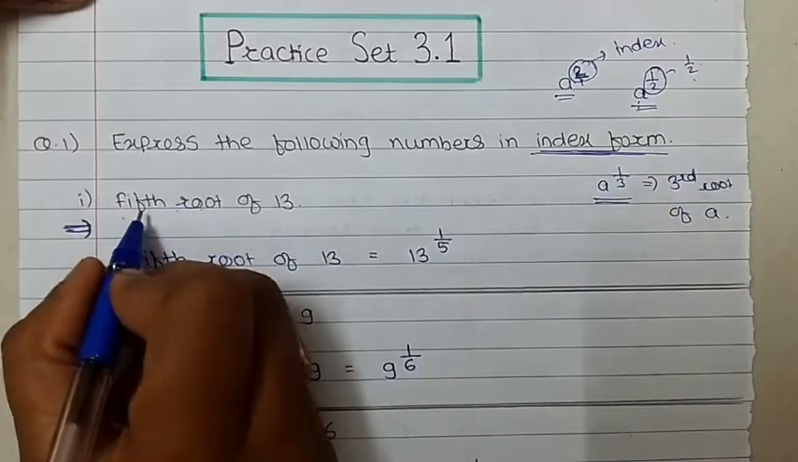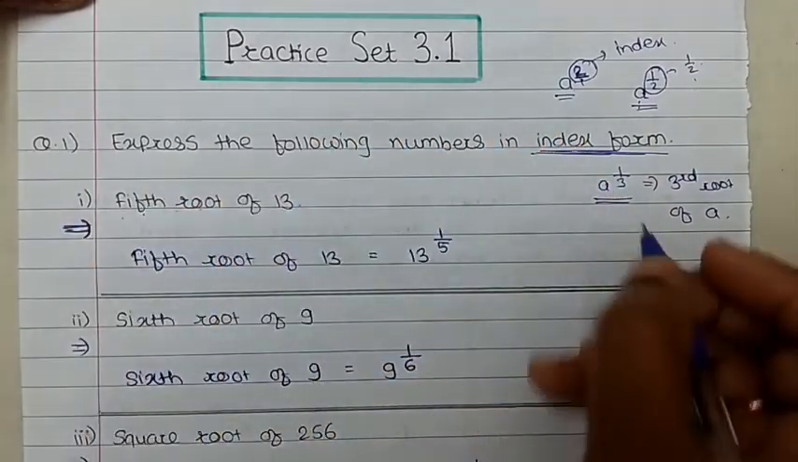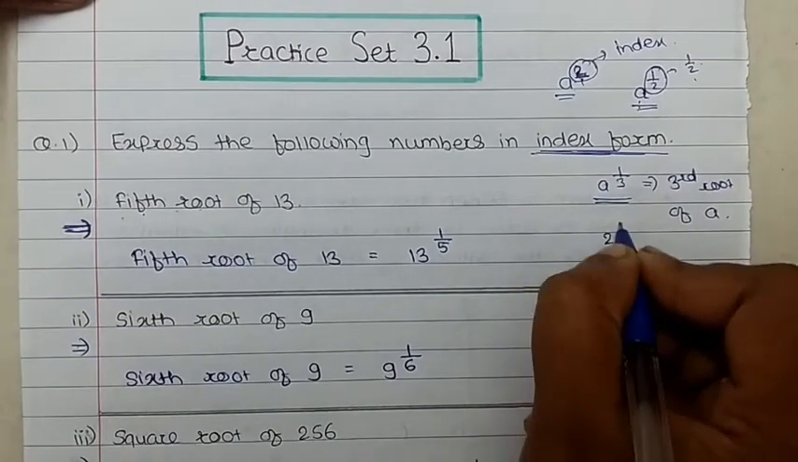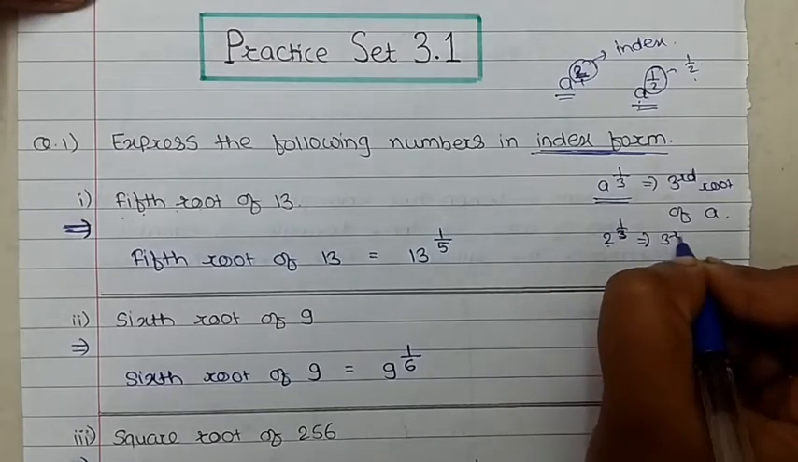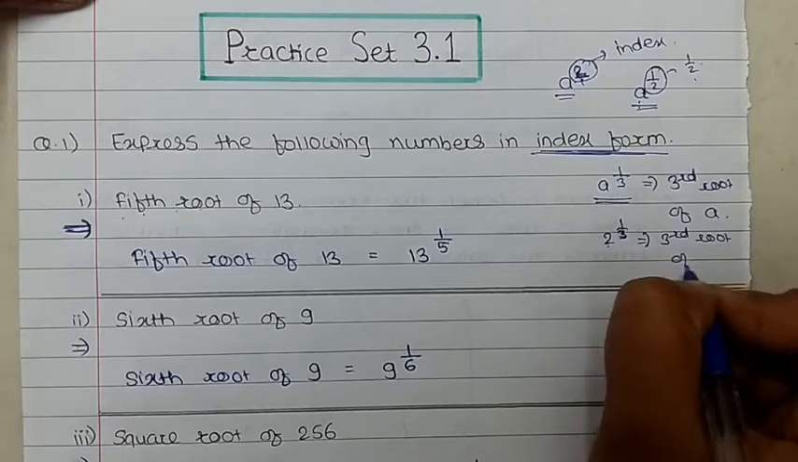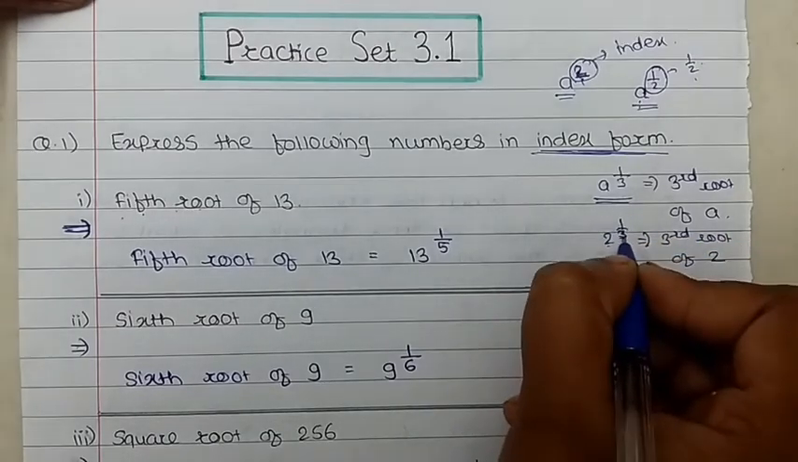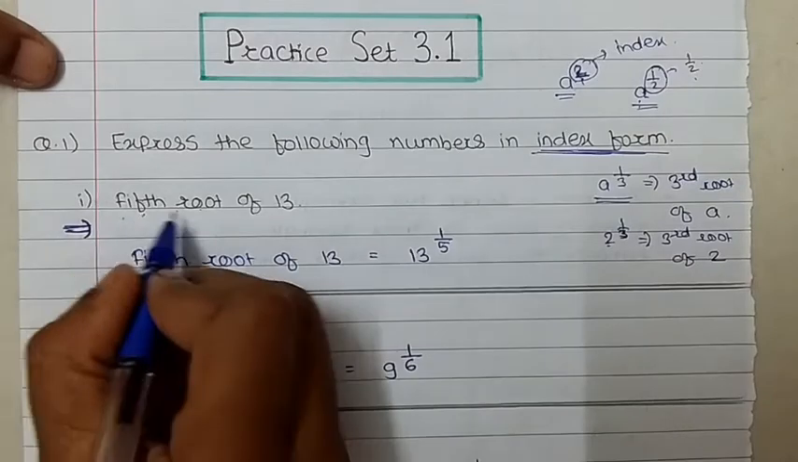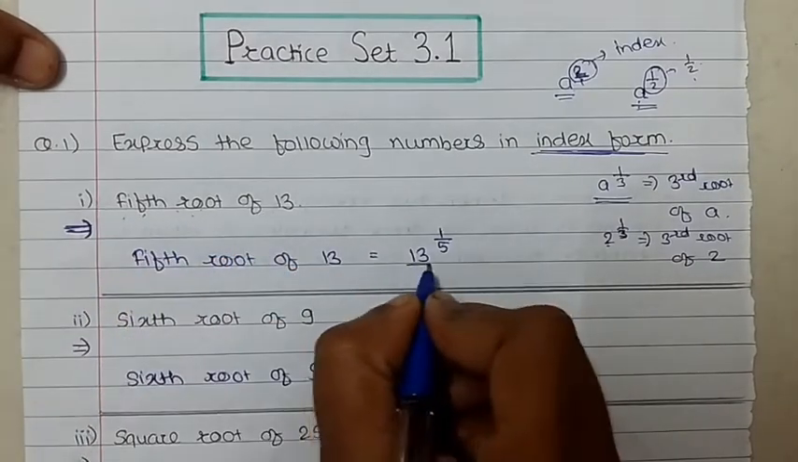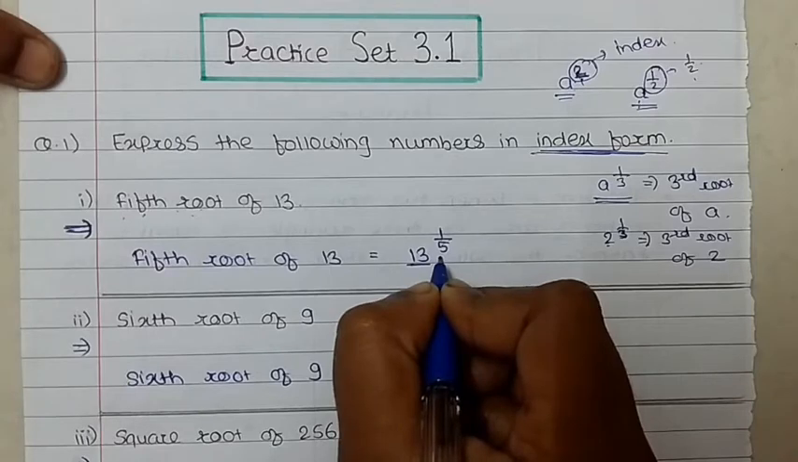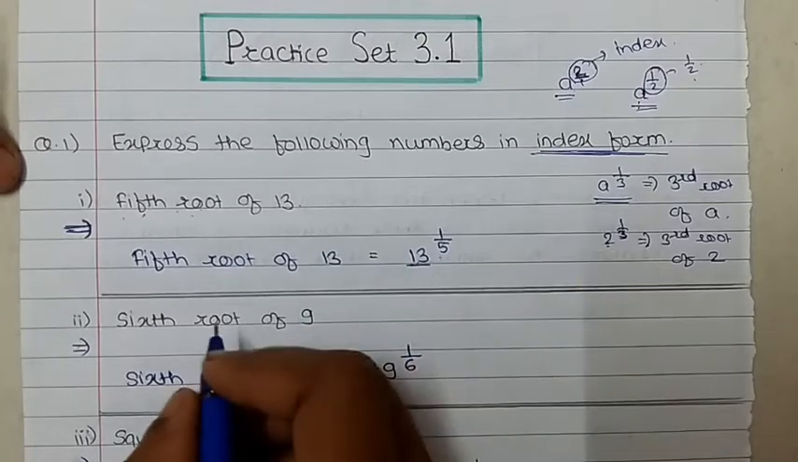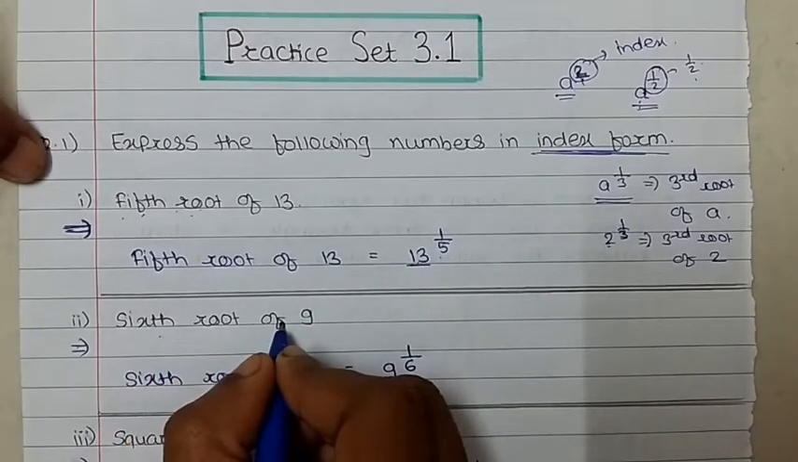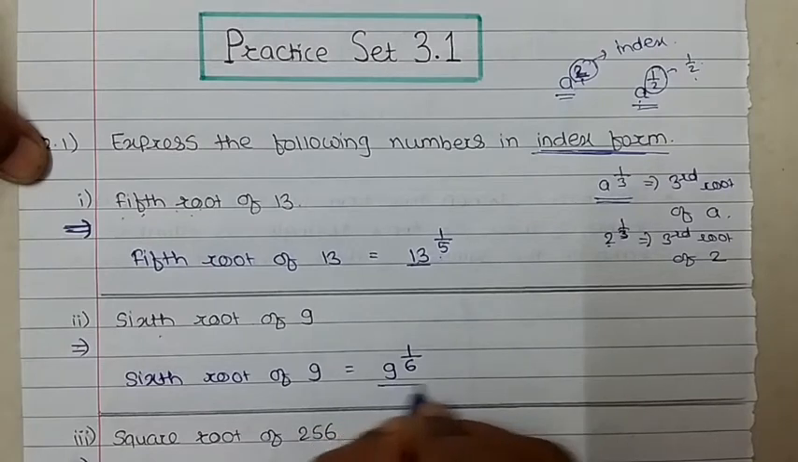Okay, so what is the question here? Fifth root of 13. Suppose I want to write here 2 raised to 1 upon 3. So how to write this? That is third root of 2. Similarly, fifth root of 13: how to write? That is 13 raised to 1 upon 5. Clear? Similarly, sixth root of 9. That is 9 raised to 1 upon 6.